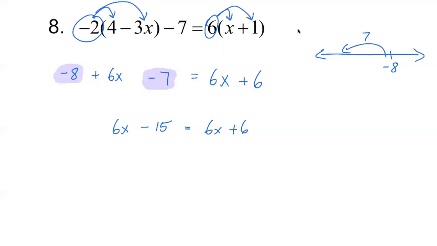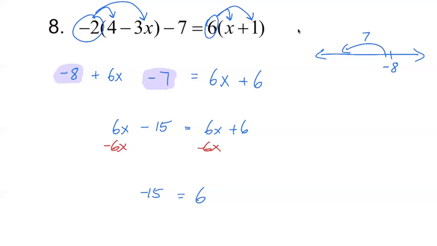So we have something that is quite strange. How come we have 6x on both sides? If we want to combine like terms, we'll say, let's go ahead and subtract 6x on both sides. And what we will have is -15 equal to 6. Wow. We don't have the x anymore.